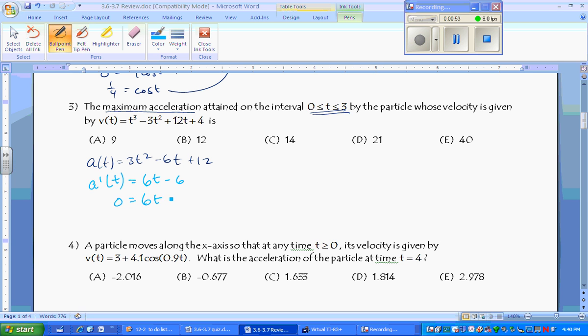We want to know when that's 0. So that happens when t is 1. Now we don't want to make the assumption that that's the maximum. That just tells us that the derivative is 0. Could have a maximum there, could have a minimum, could be neither. Could be an inflection point. So what we need to do is look at the number line.